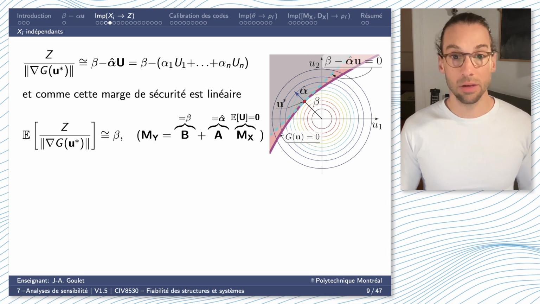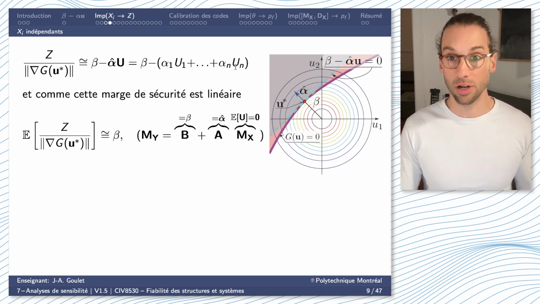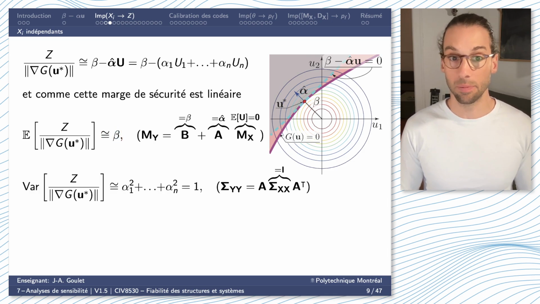So if we want to compute the expectation of the normalized safety margin on the left-hand side, since this is a linear function, the mean is going to be a constant term plus the mean of all these terms, which is 0. So this is going to end up being 0. If we have y equal ax plus b, I'm going to do a times mx plus b, where in this case, the only term remaining for the mean is going to be beta.